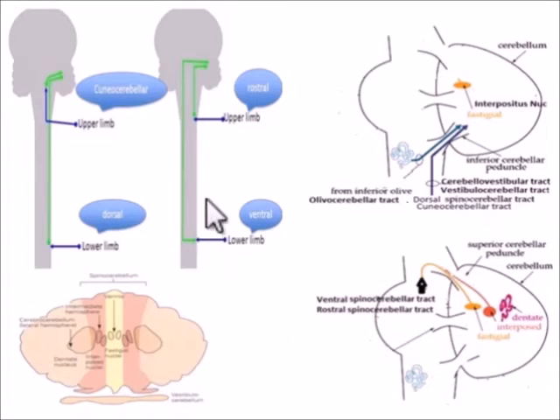So all these tracts which go to the spinocerebellum are actually connected to the vestigial nucleus, because we know that spinocerebellum contains the vestigial nucleus, which is in the vermis, and also have connections with the interpositus nucleus, but mainly the connection is with the vestigial nucleus of the spinocerebellum.